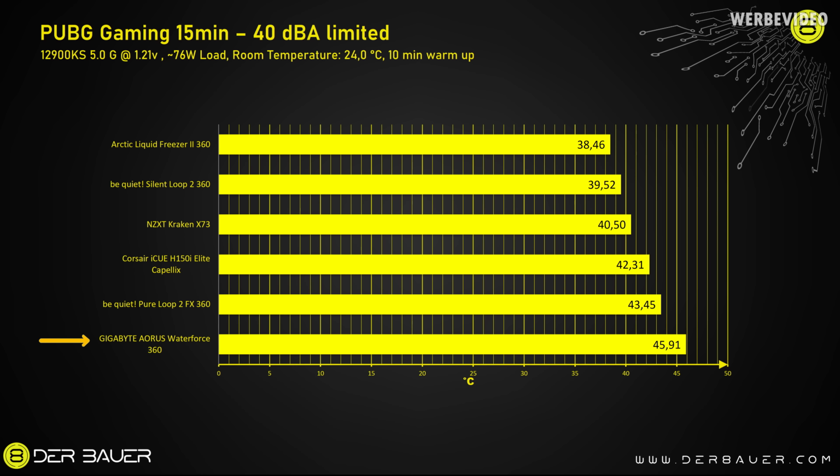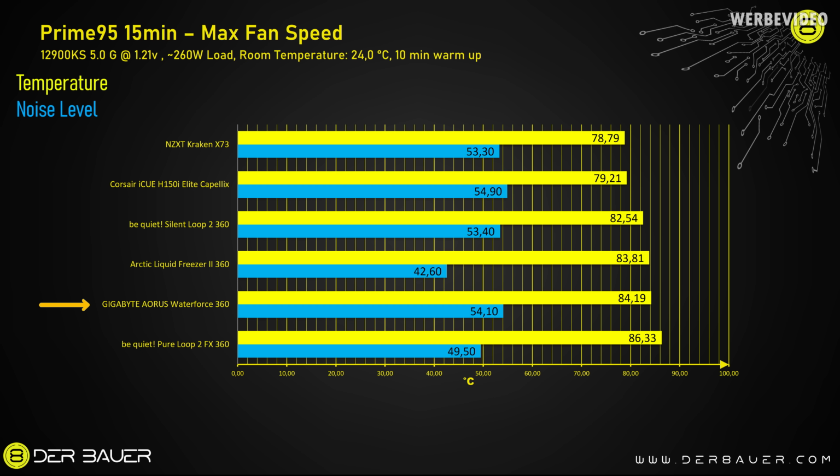To my surprise, the GIGABYTE AIO performed quite badly in the gaming test with almost 46 degrees Celsius. Technically that's absolutely still fine for the CPU temperature, but in comparison to the other AIOs, I was surprised that it's running rather warm. If we now switch to full load, it is ranked on the second last spot with 84 degrees Celsius. But that's also because the fans can spin quite high and because the AIO at this point is also quite loud.